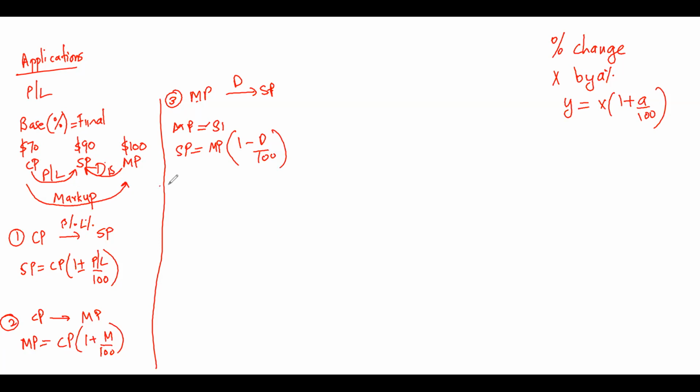So if you actually want to understand here, your cost price is $70, your selling price is $90, and your marked price is $100. Let's say I want to ask you what is your profit percentage. So profit percentage is going from here to here. That means you want to find the percentage increase from 70 to 90. So the base of that percentage is 70. So it is going to be the change, which is $20, divided by the base, which is $70, into 100. That will give you your percentage change.